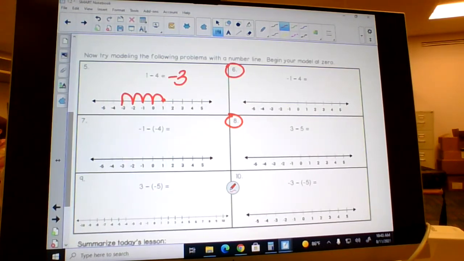Alright, so number 6. Negative 1, and I'm taking away 4. Which way do I move it? I take things away to the left. So 1, 2, 3, 4. Negative 5. Alright, I'm starting at positive 3, and I'm taking away 5, so I'm going to move to the left. 1, 2, 3, 4, 5, which puts me at negative 2. Very good.